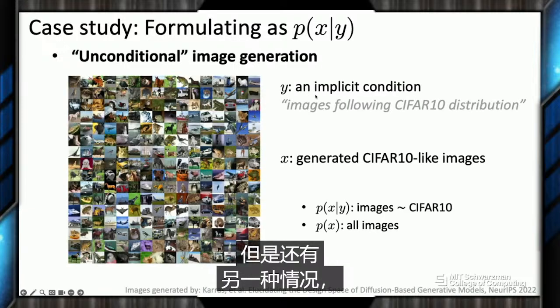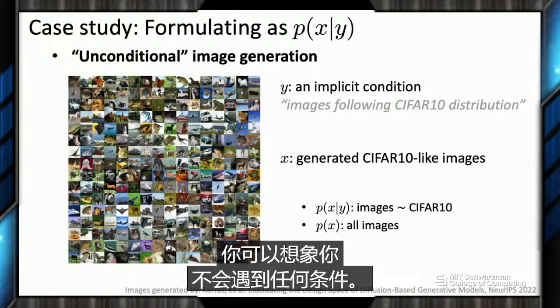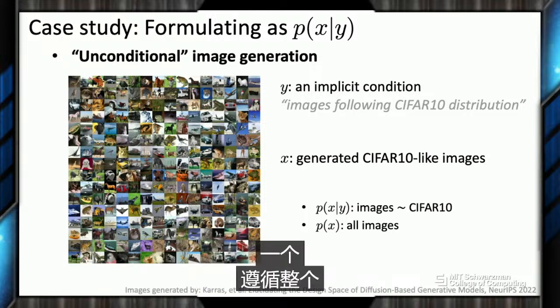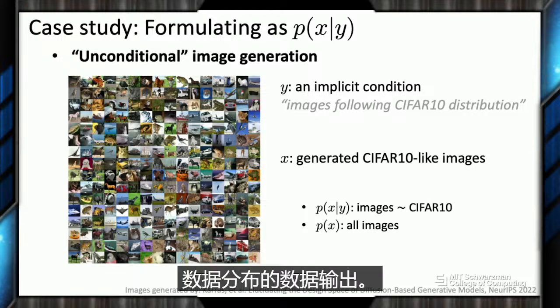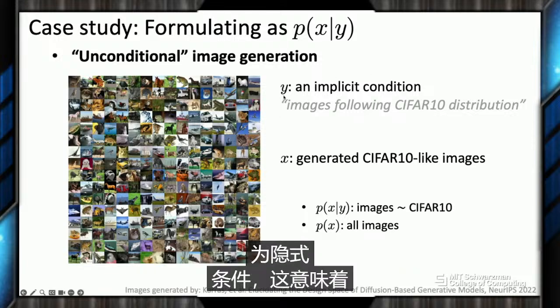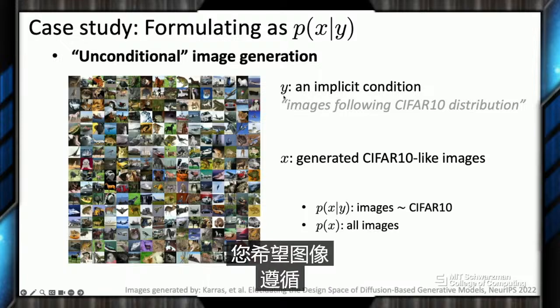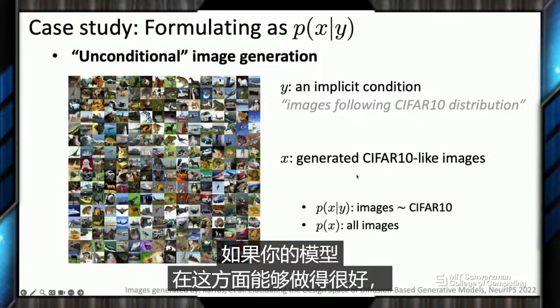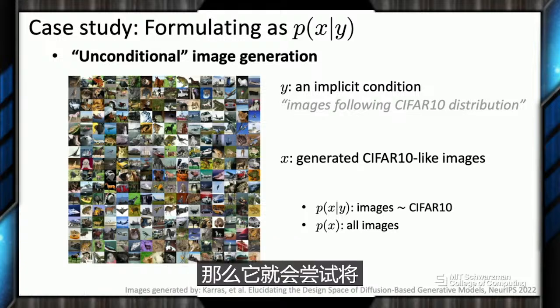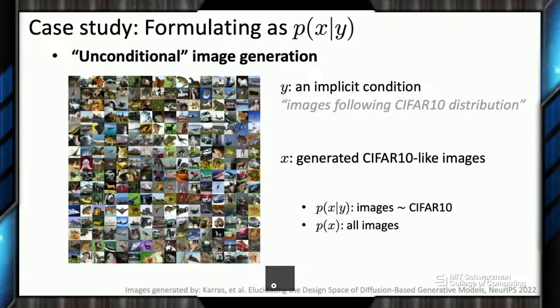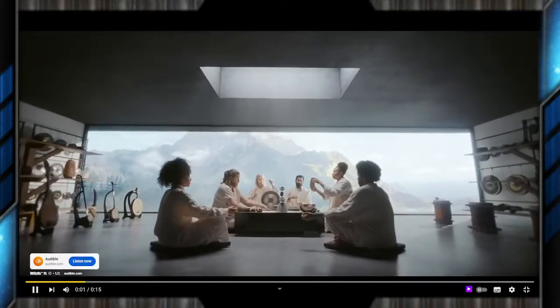But then there is another scenario where you won't be given any conditions. That means you want to generate the data output that would follow the entire distribution of the data. In this case, you can imagine the underlying condition as an implicit condition, which means you want the image to follow the distribution of your underlying data sets. And if your model can do a good job in this regard, it will try to distinguish the distribution of this data set from the distribution of any other data set.